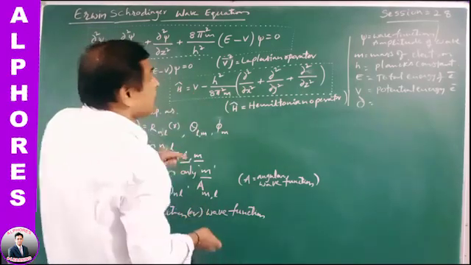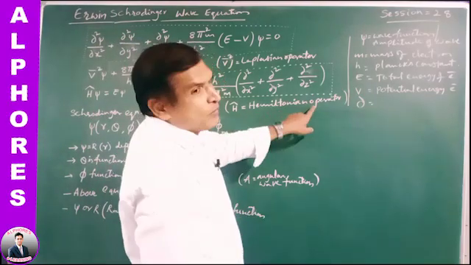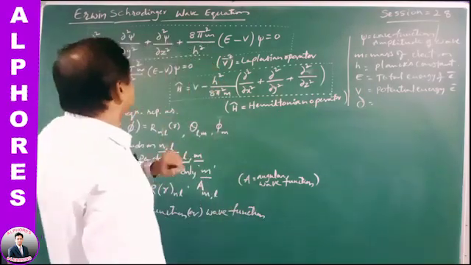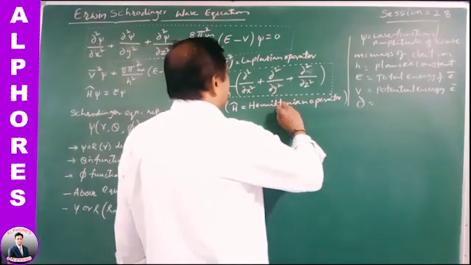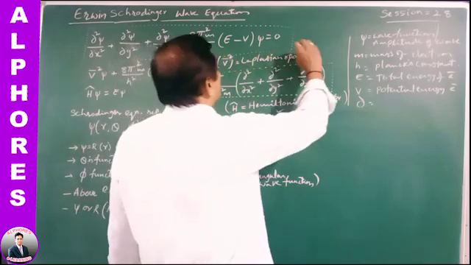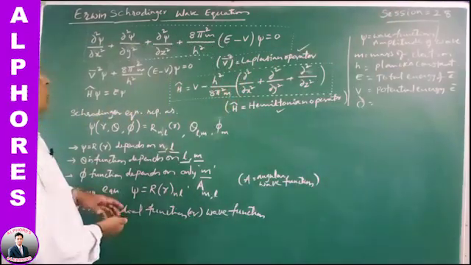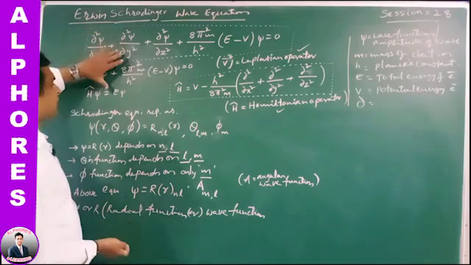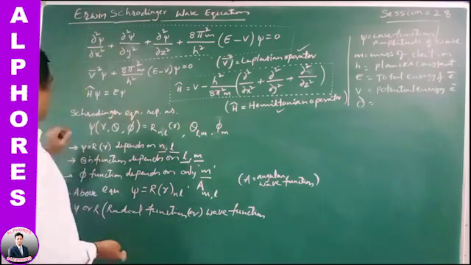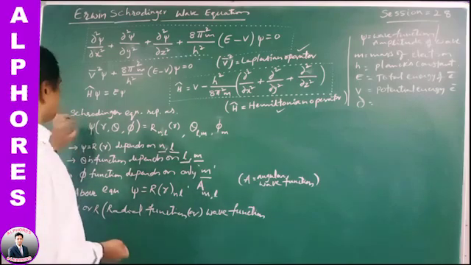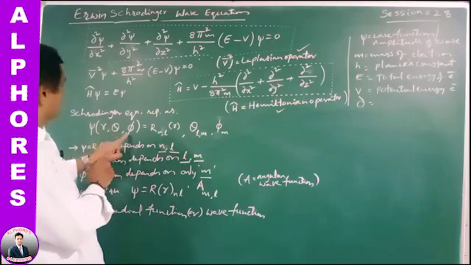Here H with the angle represents the Hamiltonian operator. Remember, the second operator in the Schrödinger wave equation is called the Hamiltonian operator. The first operator is called the Laplacian operator. The complete Schrödinger wave equation can be represented like this. Now, where psi represents what? Psi represents r, theta, eta.